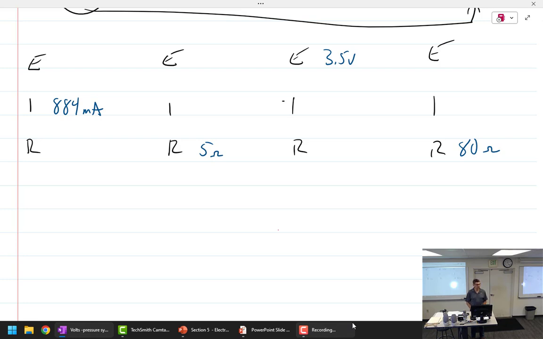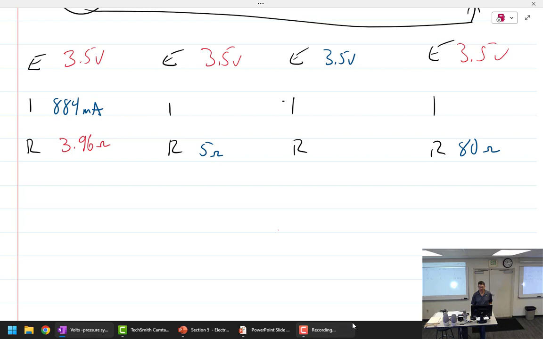Did I stump you on this one? I see somebody's still working. Everybody done? Okay, what'd you do first? Voltage. What's voltage? 3.5. What'd you do next? Resistance, total resistance. What's that? Total resistance is what? 3.96 ohms. Okay. Then what?